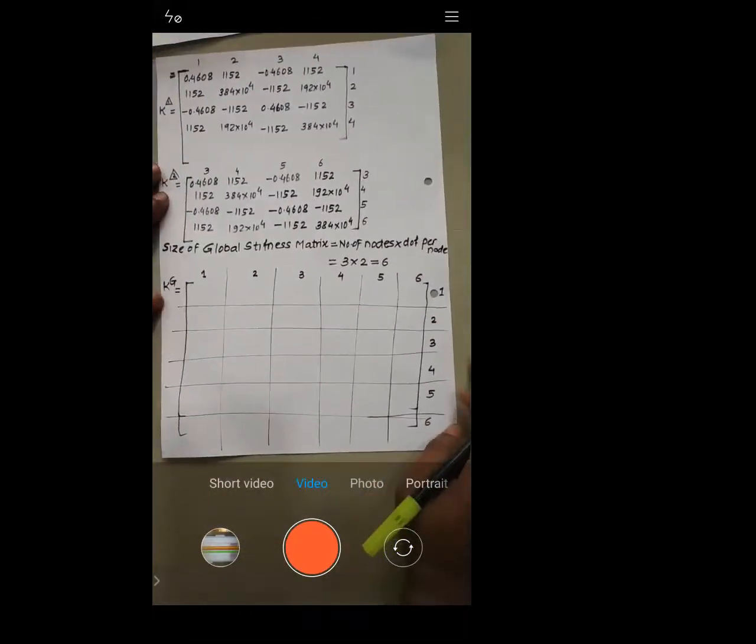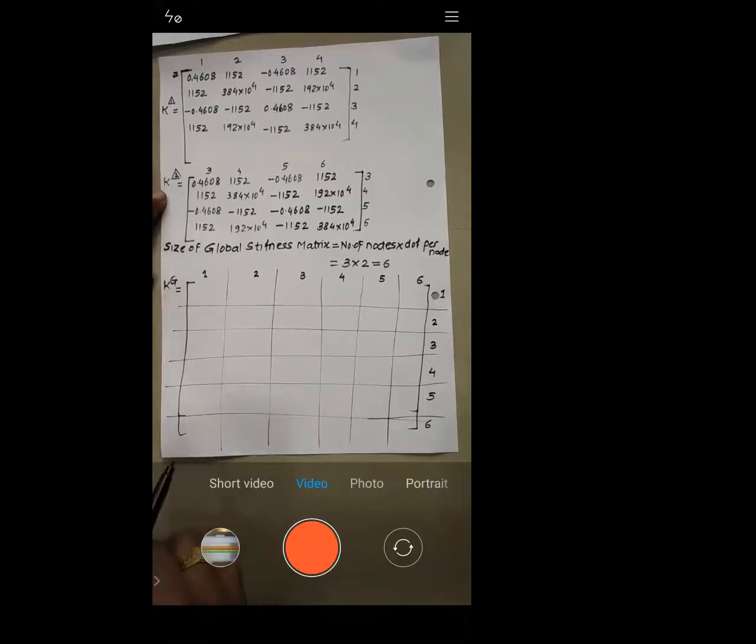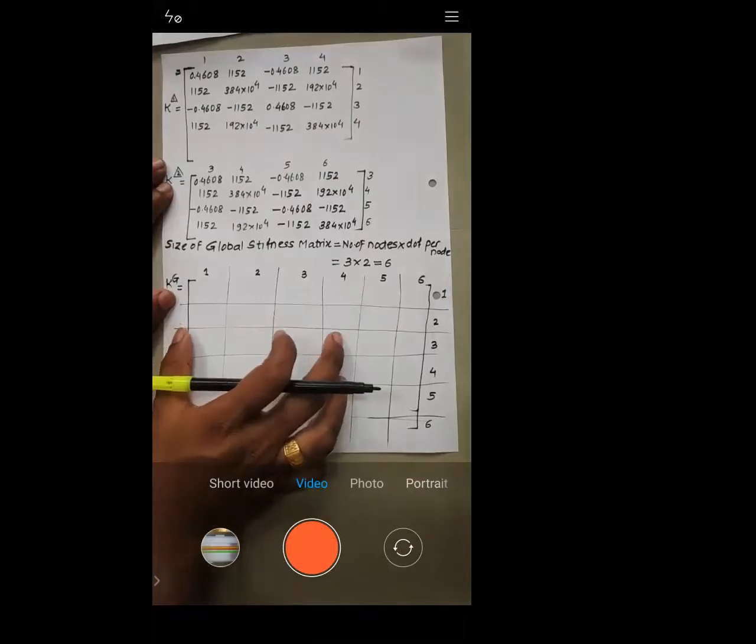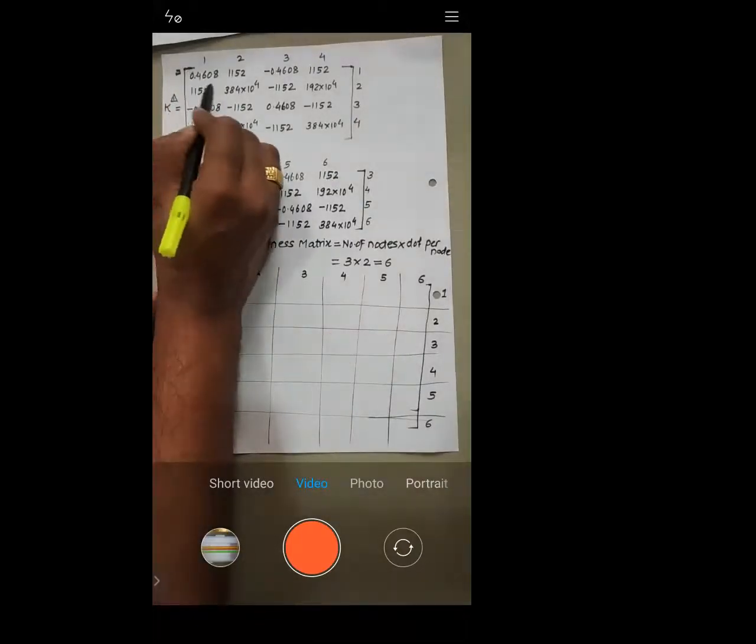How will we do that? First, just fix this, and place the matrix here first. It is so simple. Place the first one the same. Just get the starting point. What is the starting point?